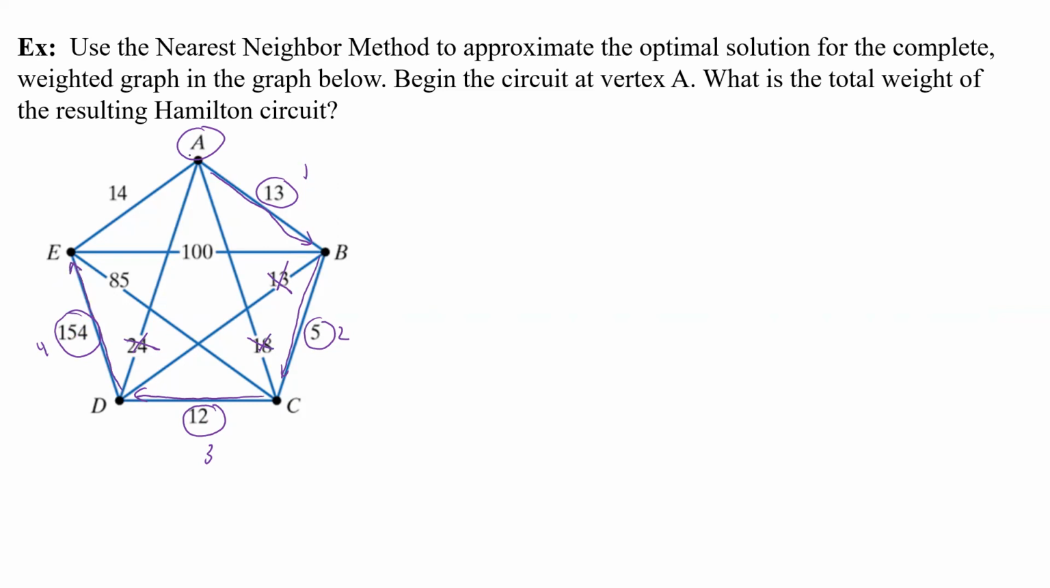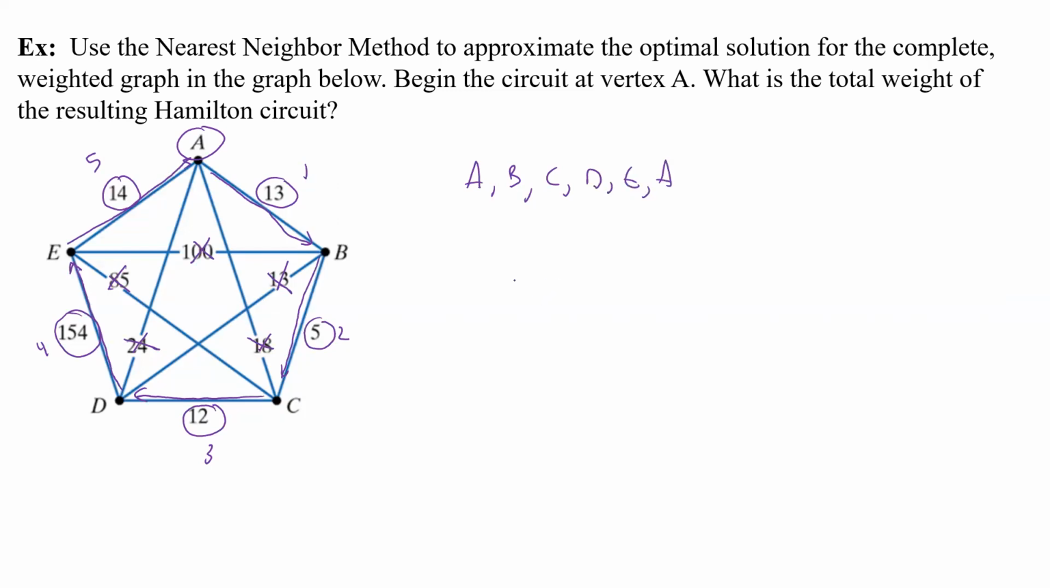We're up to step 4, and now we need to get back to A. So we're not going to go back to C. That's out of the question. We're not going to go back to B. That's out of the question. So the only option here is to go up here, and that's going to be our 5th step. And so we're basically going from A to B to C to D to E to A.